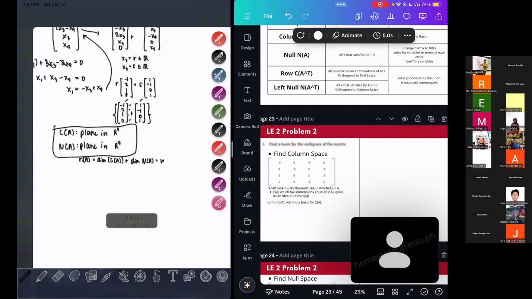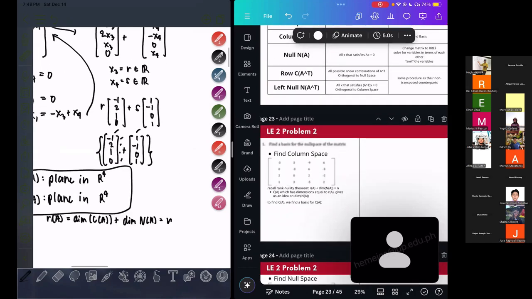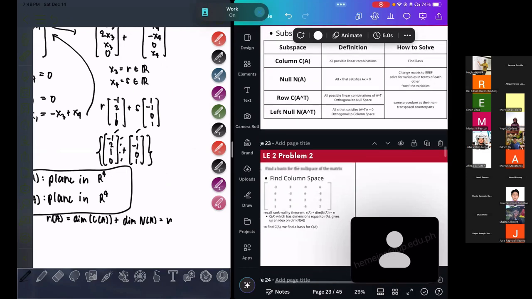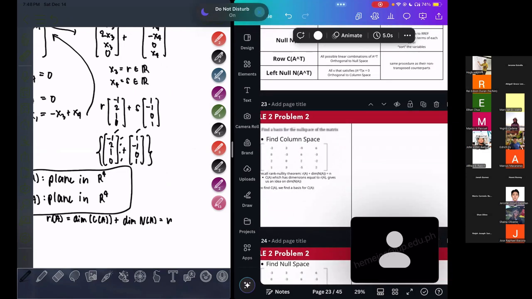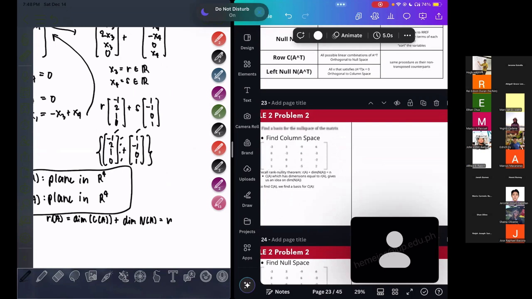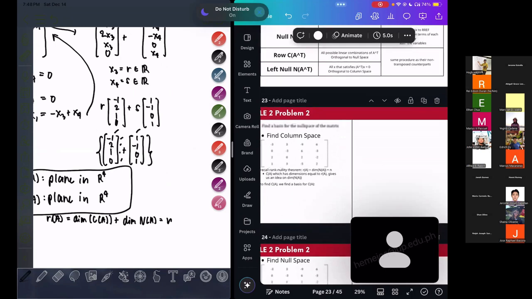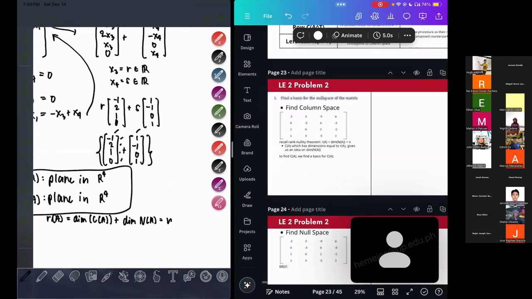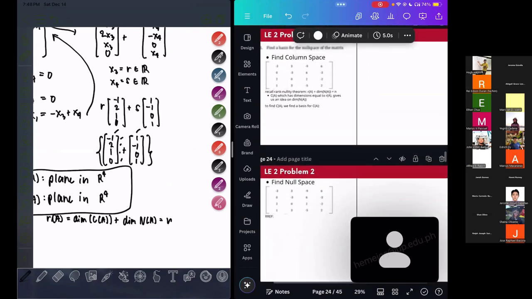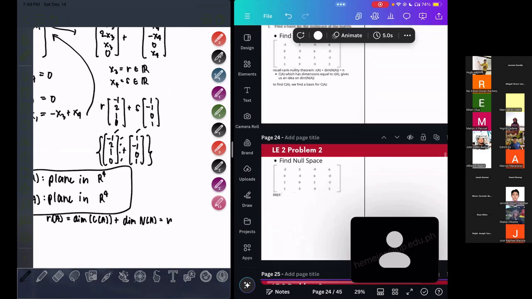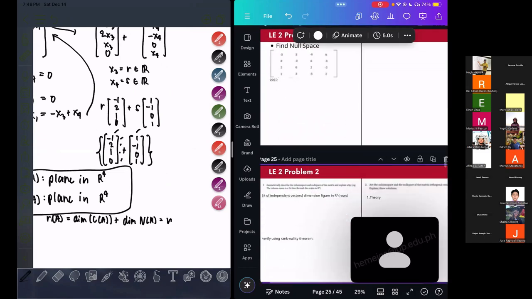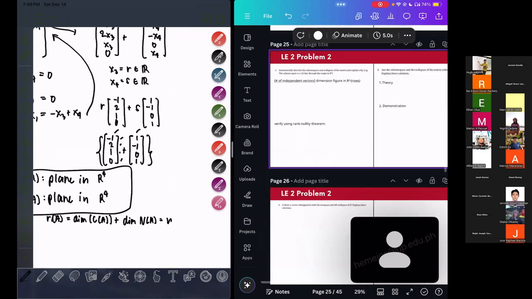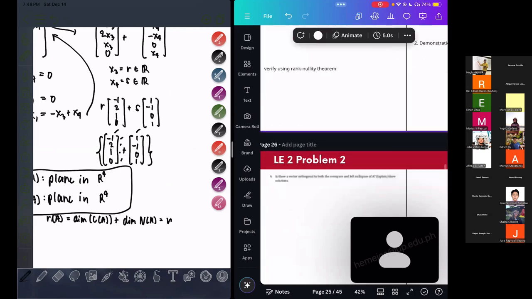Pero you can also just multiply them together. Yung basis ng column space and yung basis ng null space, you can check manually by doing vector multiplication, and you will get na they are not orthogonal, because when you multiply them together, you don't get the zero vector. So yeah, that's for the second to the last problem.